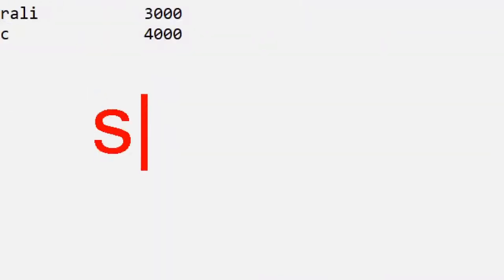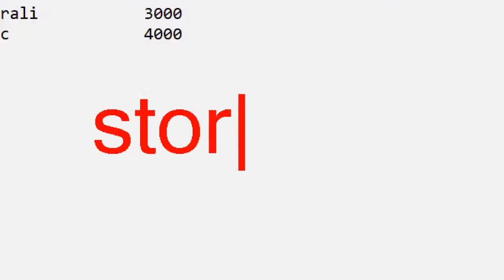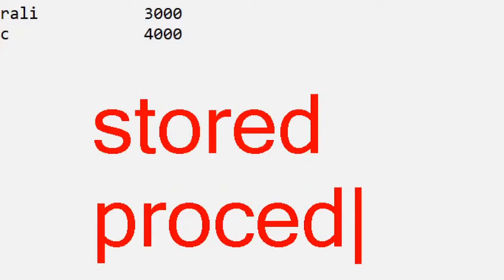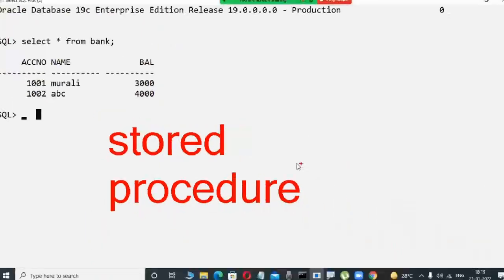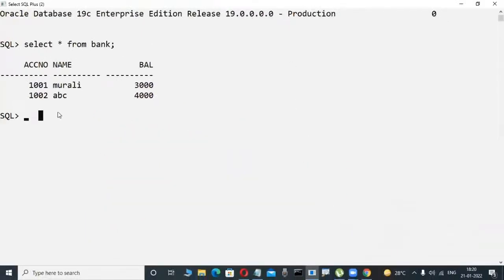In MySQL, SQL Server, and Oracle, stored procedures are a concept. In stored procedures only, these types of logical conditions are written. That is in our course, on the PLSQL side. Suppose, for example, check it out.